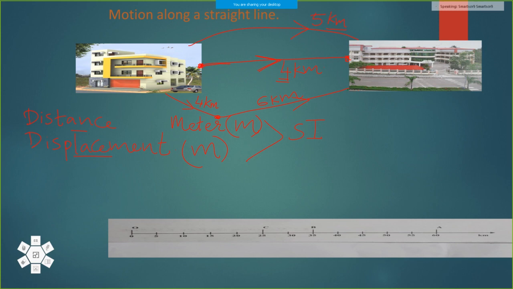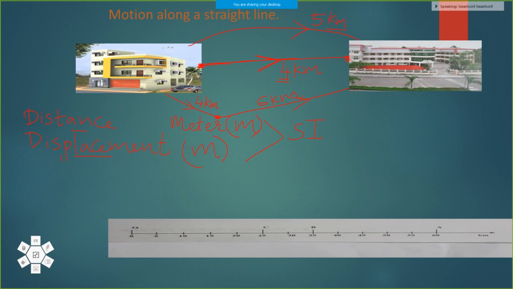So, if we have only one path from our home to school, this one and only path, then what will be the distance covered? Here, the distance will be 4 kilometers and the displacement also will be 4 kilometers if we choose a straight line path to reach school from home. So, distance and displacement can be equal, but displacement is the shortest distance. So, it cannot be greater than distance.